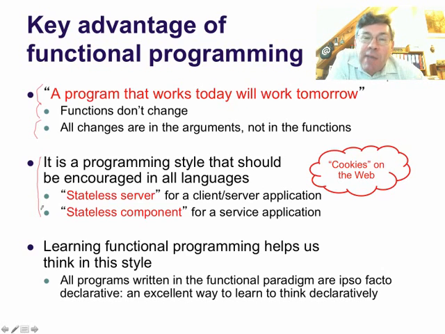There is one example where it's in fact very commonly used: the notion of a stateless server for client-server applications on the web, the notion of a cookie. A cookie is a piece of state, a piece of information that's connected to a particular client, but it's not stored at the server; it's stored on your machine at the client, and it's called a cookie. So this is an example of a stateless server. Learning the functional paradigm in this course will help us think in this style. In fact, all programs written in the functional paradigm are ipso facto, by that very fact, declarative. So this is an excellent way to learn how to think in this paradigm.